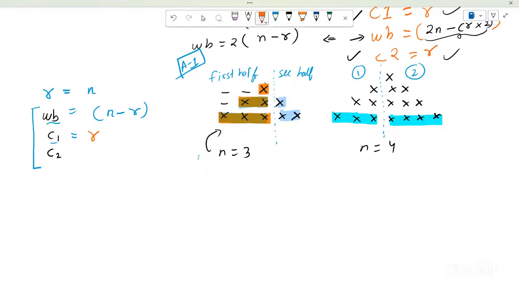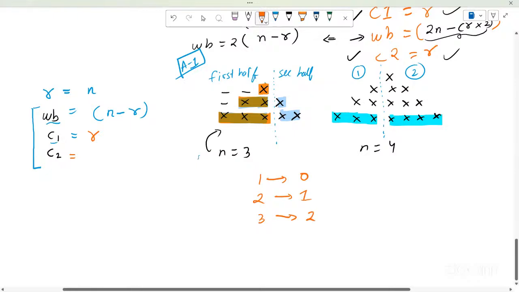What about C2? What about C2? In the first row, there are zero columns. In the second row, it's one. In the third row, it's two. So what is the relationship over here?